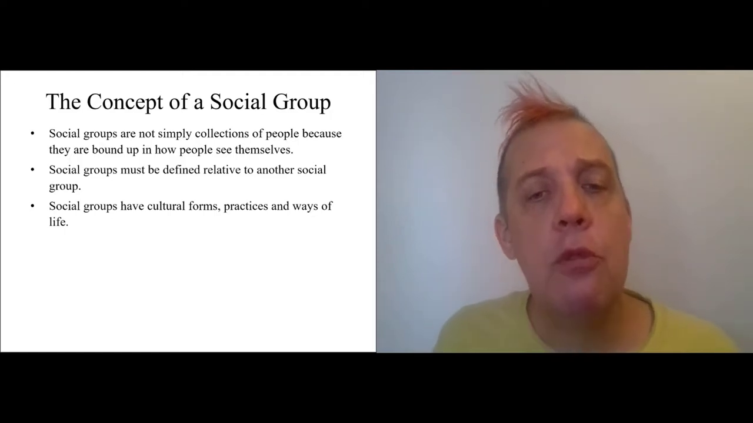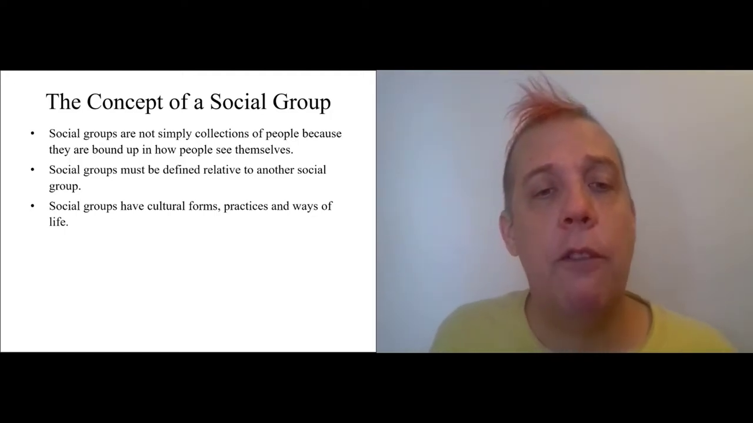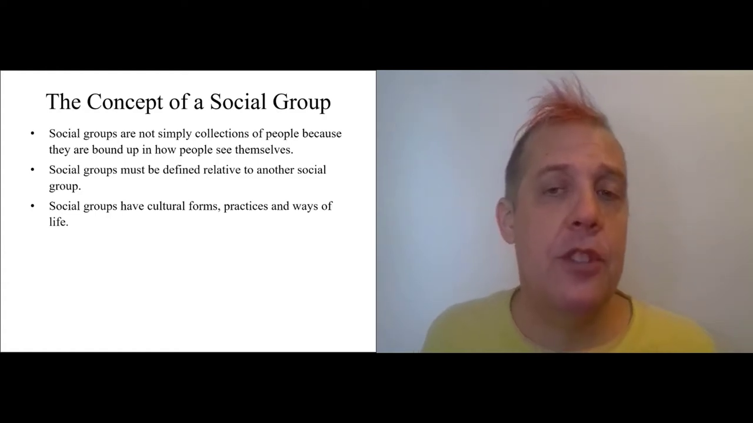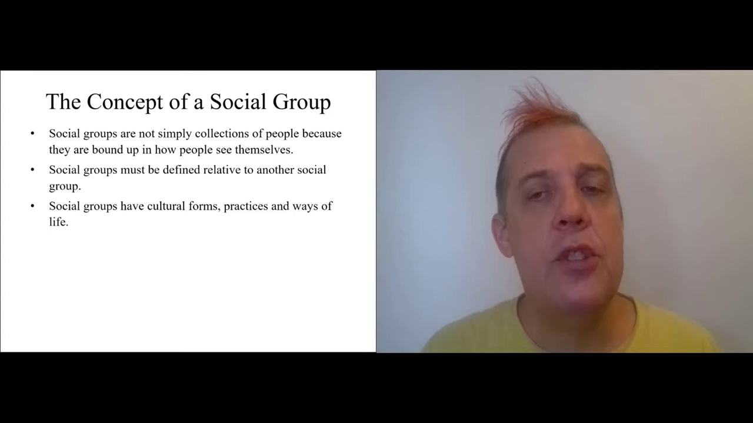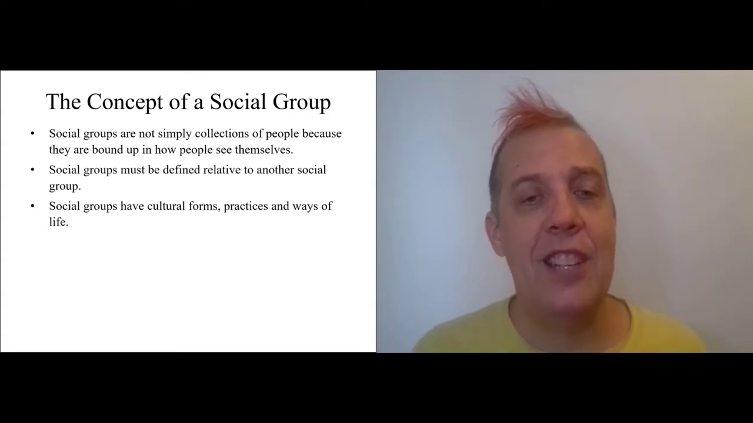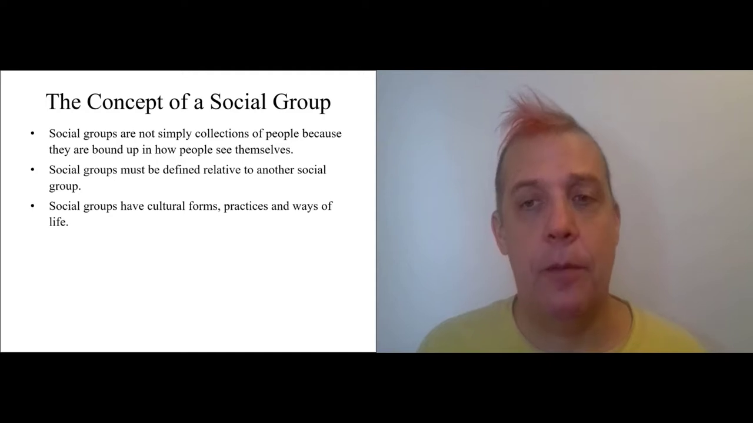Social groups have cultural forms, practices, and ways of life. They're going to play certain roles in the kinds of social structures that we talked about in the previous essay, right? So again, these aren't random collections of people or collections of people brought together under any arbitrary principle. These are groups that have certain ways of acting in common.